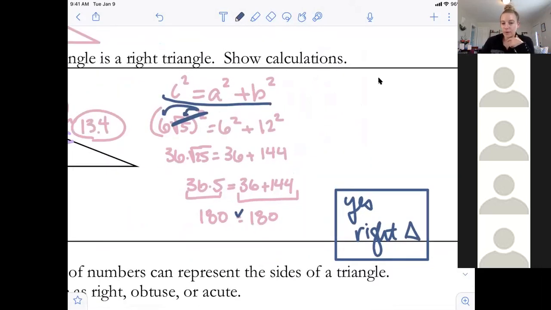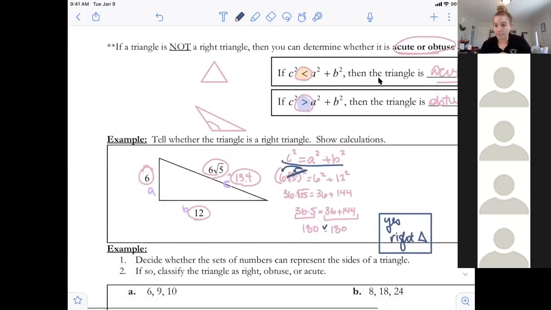So there was no variable to solve for here. We just were seeing, is this true? Do both sides equal each other? If so, then it's a right triangle. If not, and we're about to do a couple examples of it not working, then it would be an obtuse or an acute triangle. Okay, anybody have any questions so far?